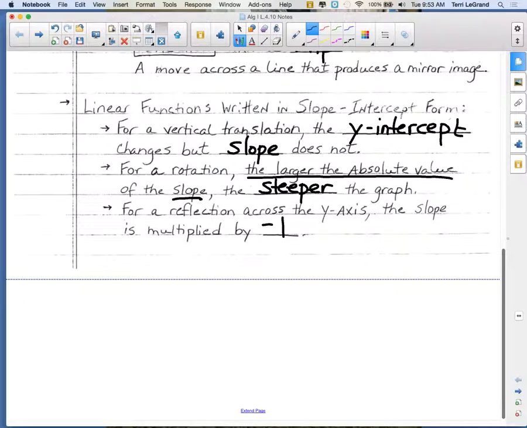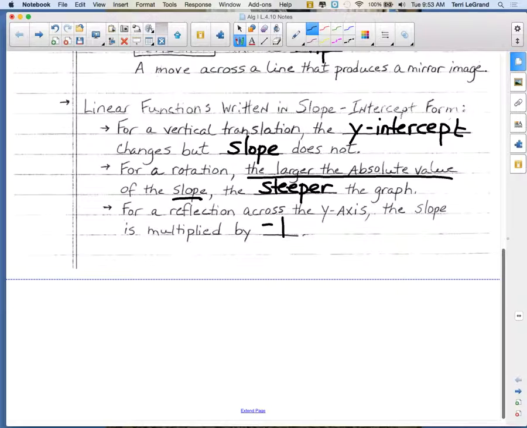In your notes, what did it say? To create a translation, what has to change? What changes? In a translation, because we're creating a slide, a translation, and I want it to slide up. Does the slope change? No, that's the thing that does not change. It's the y-intercept that does.